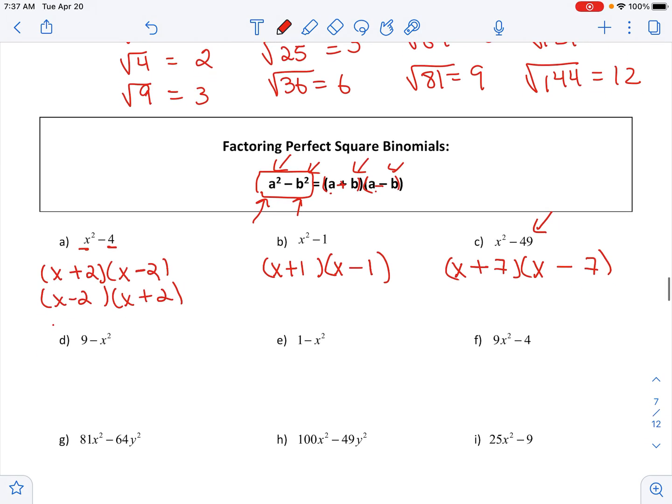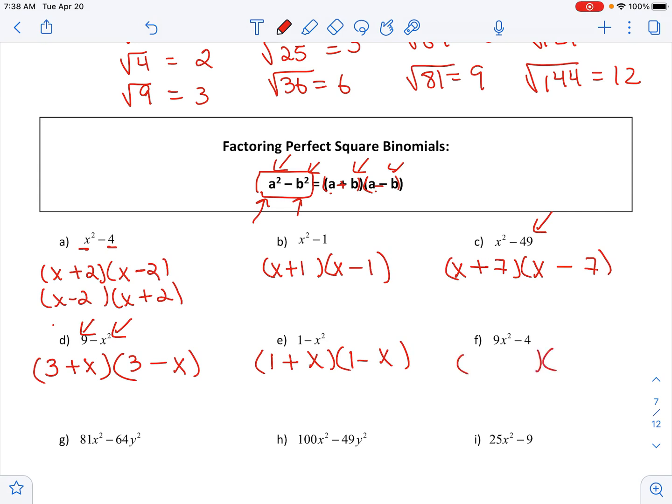Okay, let's try a couple more. Parentheses. Notice here, your first term is the 9, so you have to start with the 3. It has to be written in order. So we start with the 3. One's a plus, one's a minus. Then your second term is x squared, so the second term in your parentheses becomes x and x. Same thing here. You start with the 1. One's a plus, one's a minus. You have x and x.